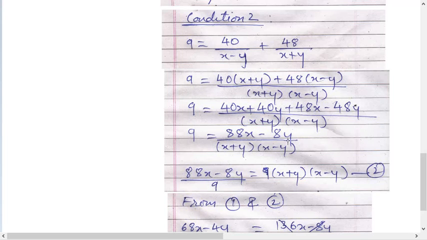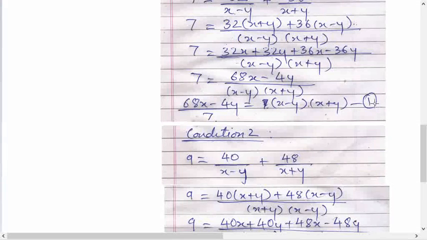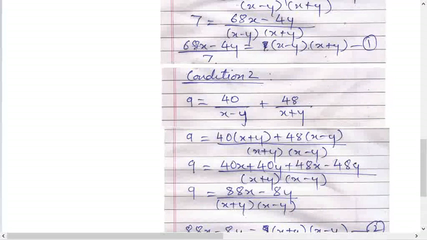I won't be wasting the time in this. So then you'll get (88x - 8y)/9 = (x + y)(x - y). So that is equation 2 now. Now 1 we got and 2 we got. Now these variables are only x and y. So with these two equations we should be able to solve it.